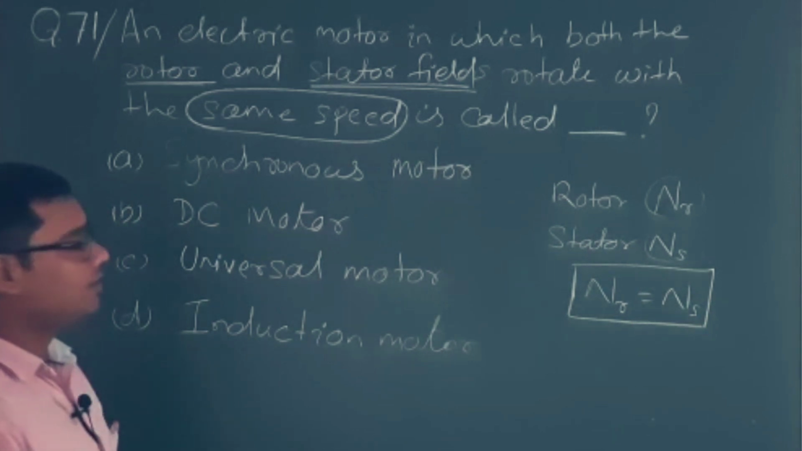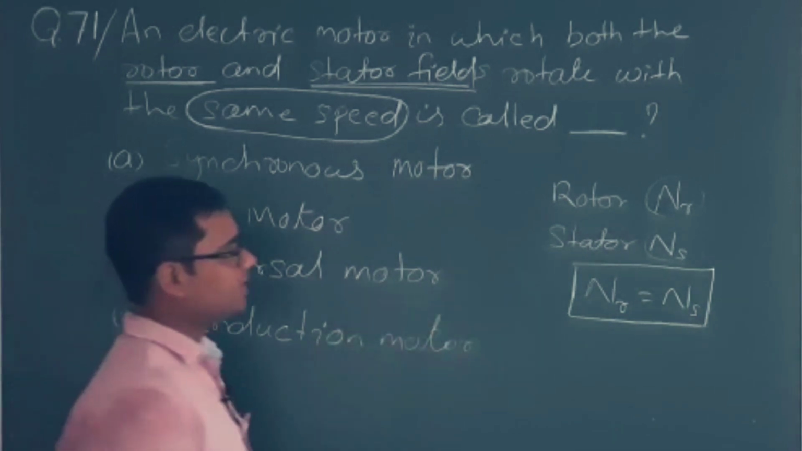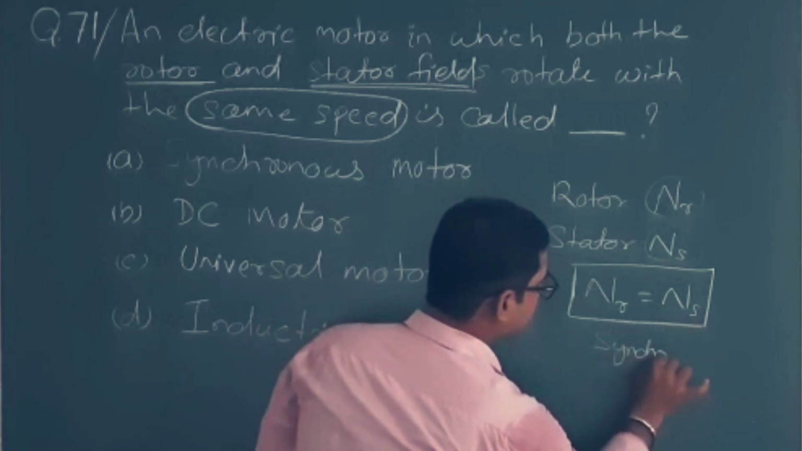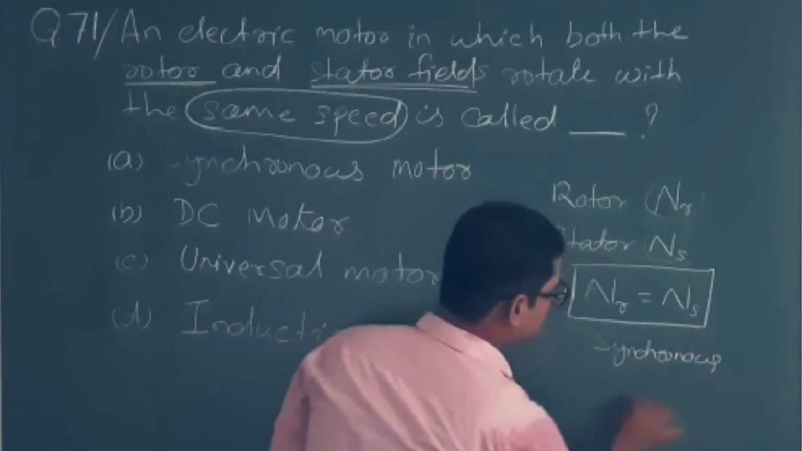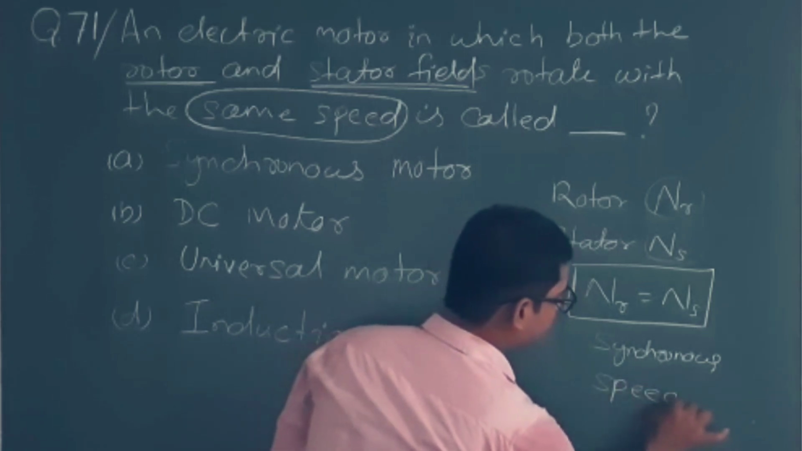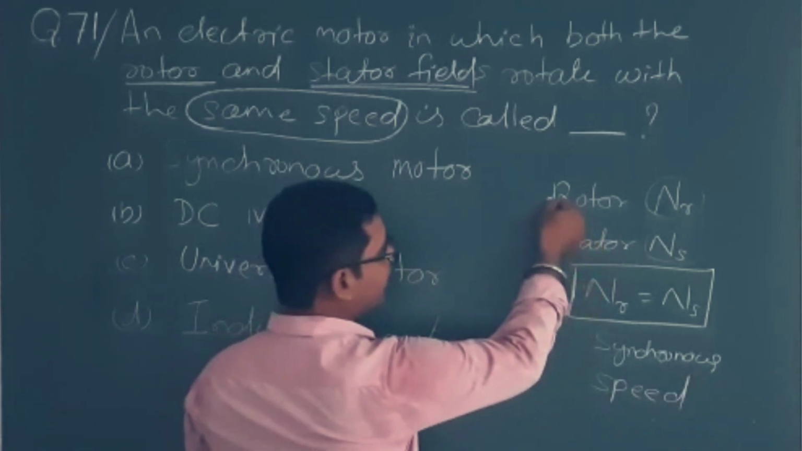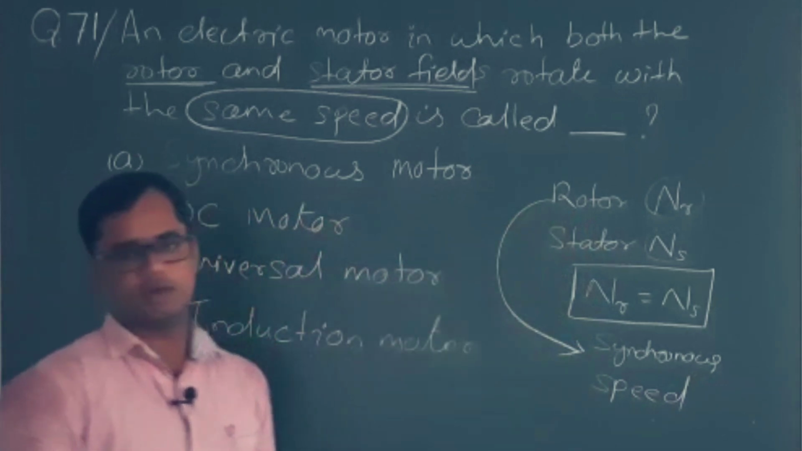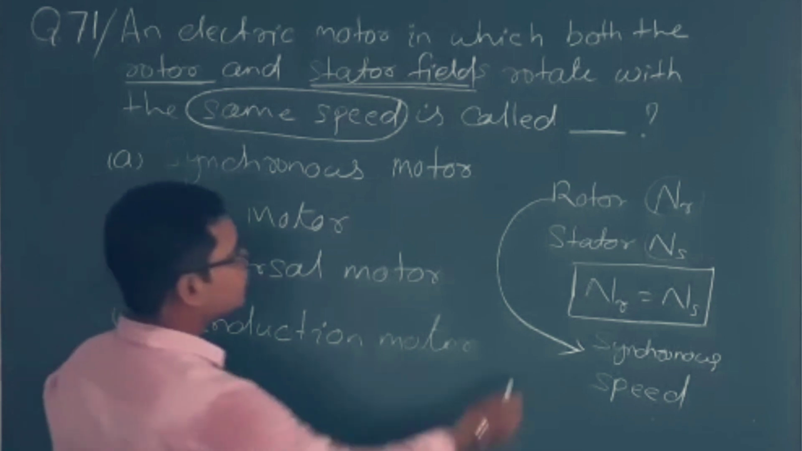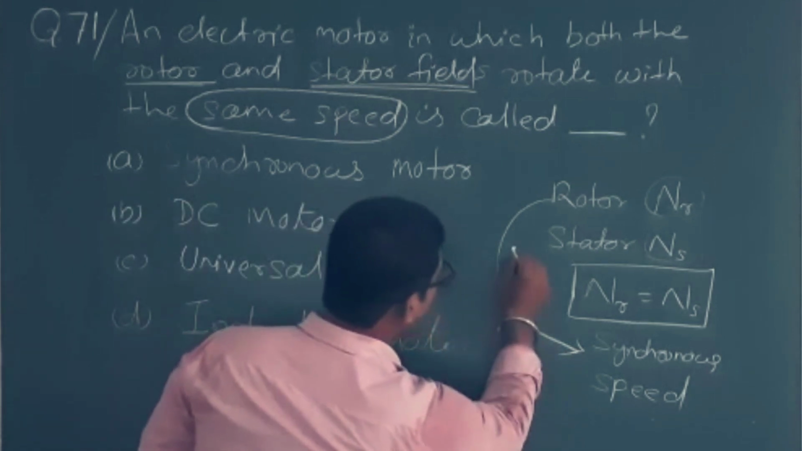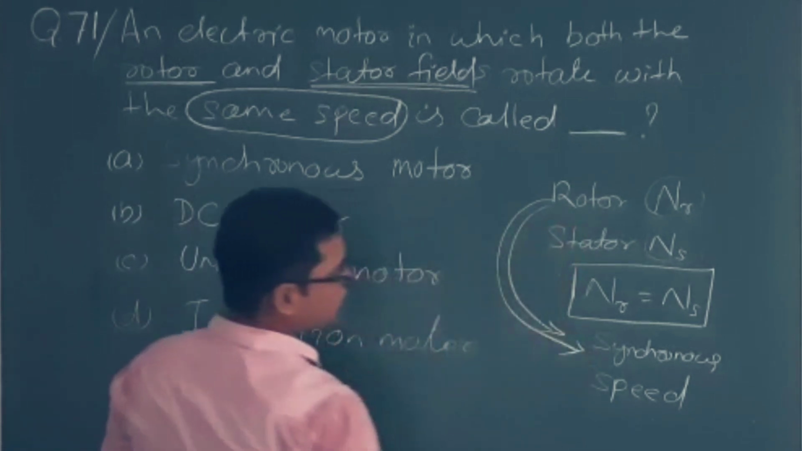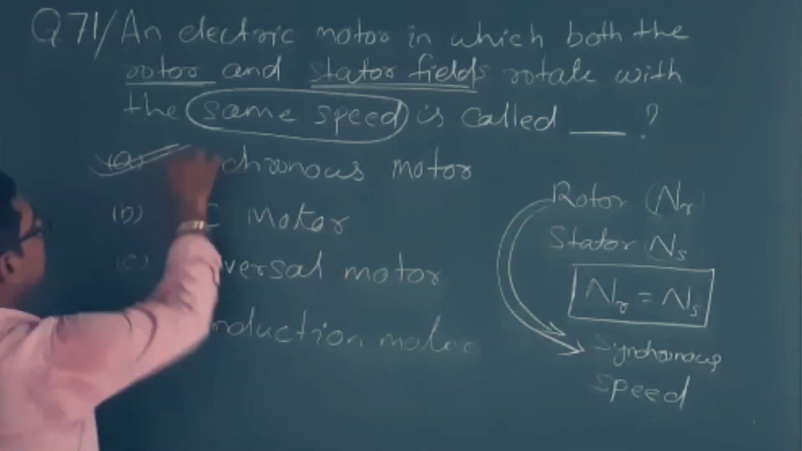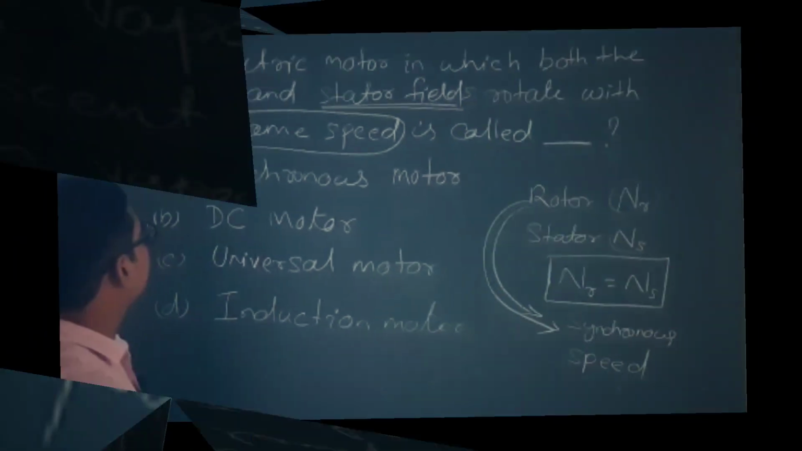So we know that NR equal to NS is the synchronous speed. Whenever NR reaches the synchronous speed, it is called a synchronous motor. So that is the synchronous motor. Okay, option A is the correct choice. Moving to the next question.